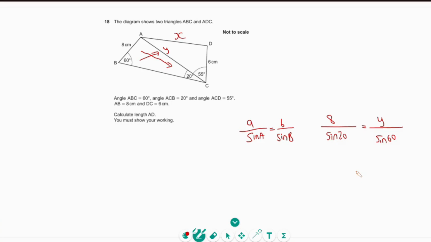So 8 over sine 20 times sine 60, y equals 20.2567. So now, we don't only have one pair of opposites, so I know it's cosine rule.